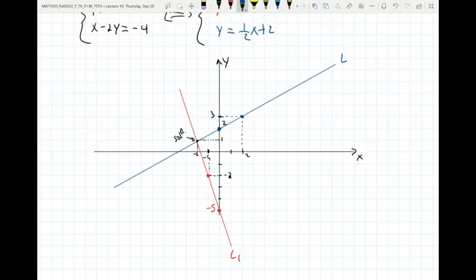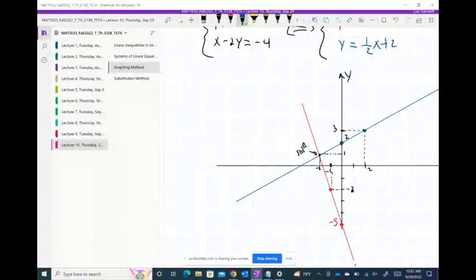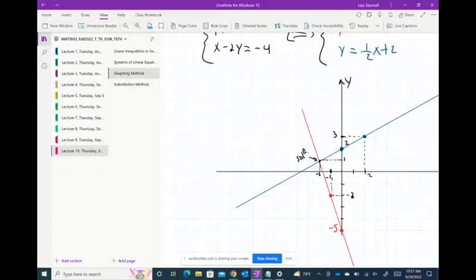But it has some advantages, as I mentioned. It allows us to conceptually understand what we're doing. When you solve a system, you're looking for 2 lines crossing each other, and you want to know where they cross. That's what you do.